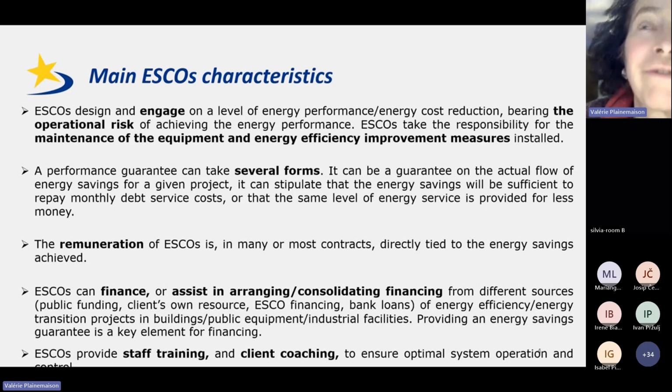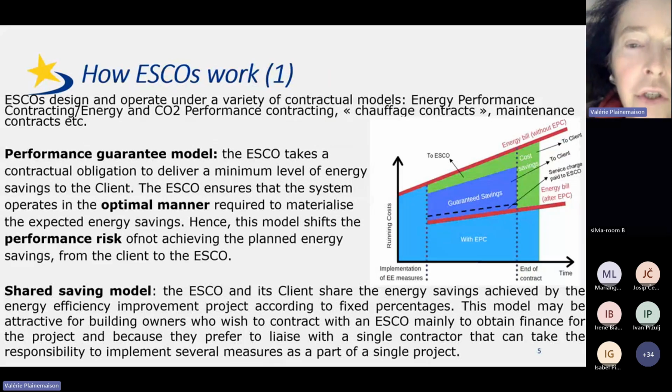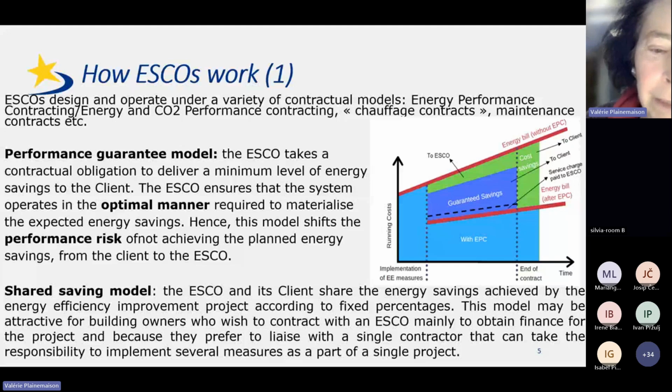Years ago, some financing institutions were also named ESCOs, but they were financial ESCOs, not operational ESCOs. So I think here we speak about ESCOs in the operational side. So here, just a few words about how ESCOs work. I would not get into too many details. They work on the basis of performance guarantee model or shared savings model. But this would get into too many details that can be complex.